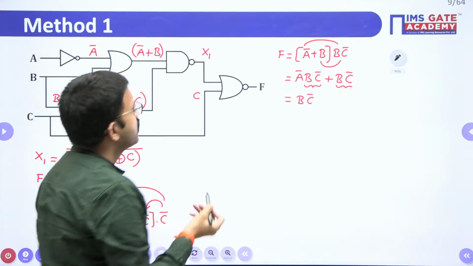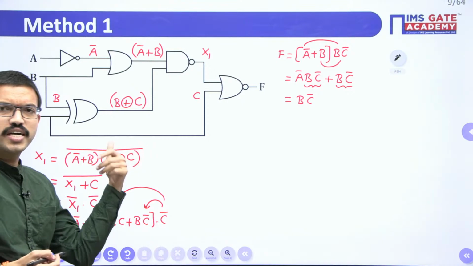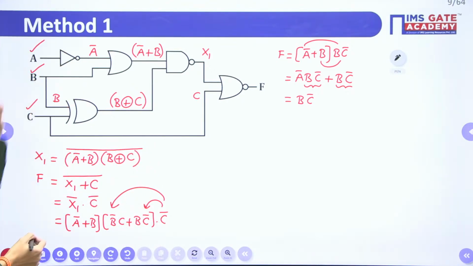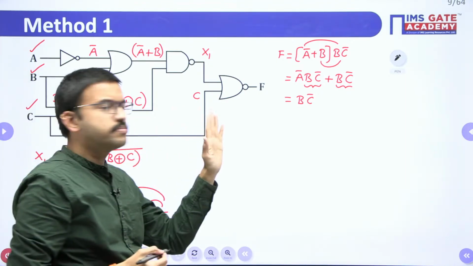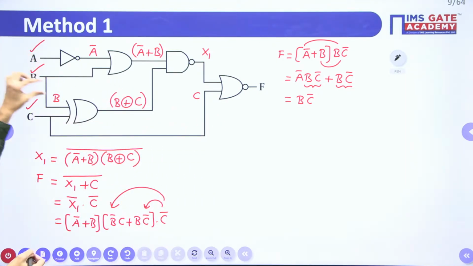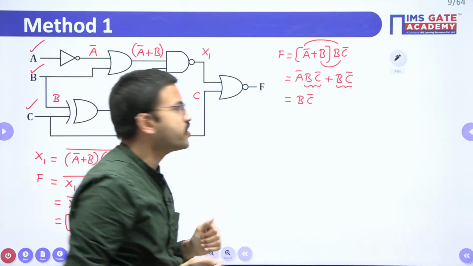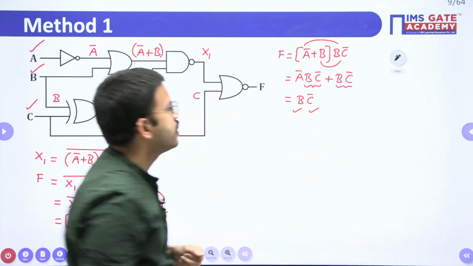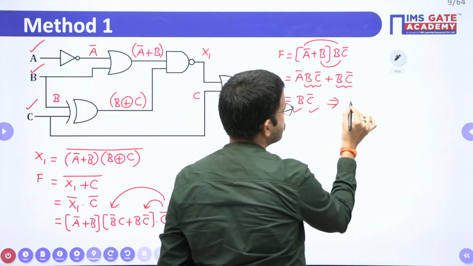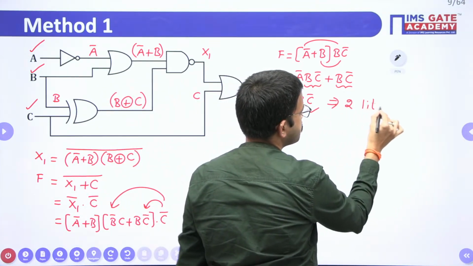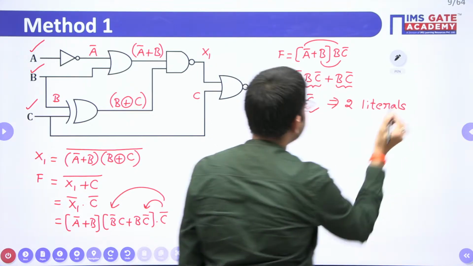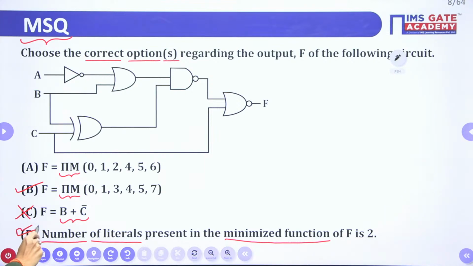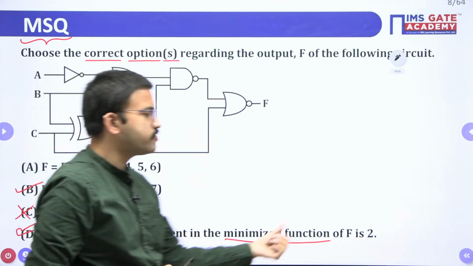In the last class also we discussed literals. In general you are having the variables always in the normal form A, B, C. A literal is nothing but the variable either in its normal form or in its complement form. So here B is one literal, C bar is another literal, so you are having 2 literals. So option D is correct. Number of literals present in the minimized function is 2.